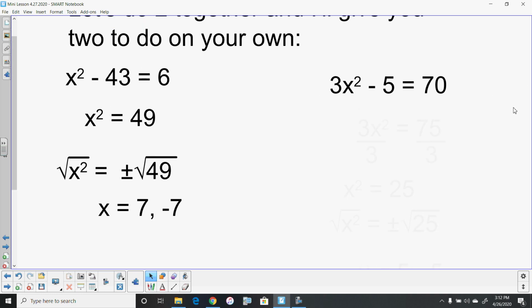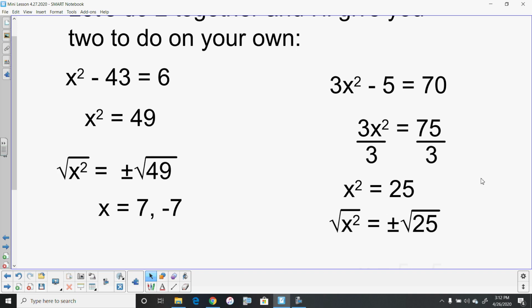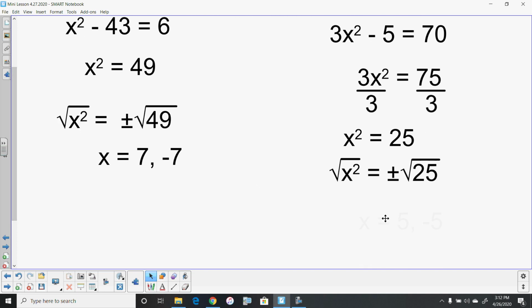And this one, a little bit more work to do. I've got to undo the minus 5 first. I've got to undo subtraction with addition, so I add 5 to both sides, and I get 3x squared equals 75. To get rid of that 3, we divide both sides by 3, meaning I get x squared equals just 25 now. Now I can take the square root. We have to save that square root for the last thing. Once I get that x squared by itself, now we're good to go to take the square root of both sides, and we get plus or minus root 25. So our answer is going to be plus or minus 5.